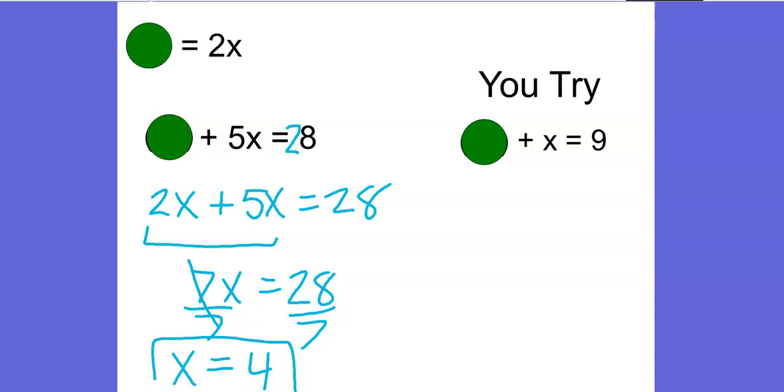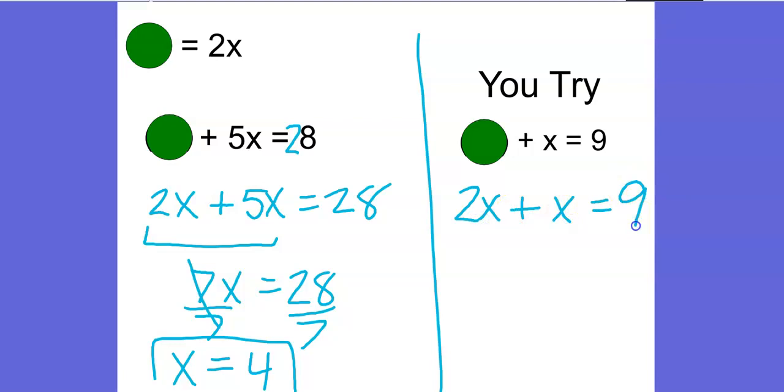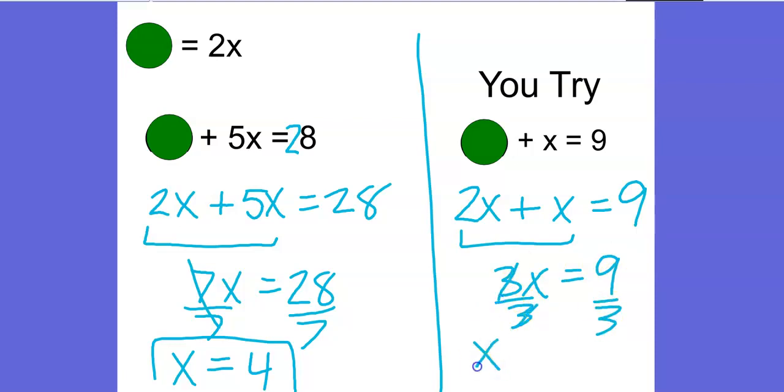Next one. Okay, we have circle plus x equals 9. Substitute the circle out, and we get 2x plus x is equal to 9. Add 2x and x to get 3x, set equal to 9. Solve for x by dividing by 3, which is 9 divided by 3. Moving on to the next question.